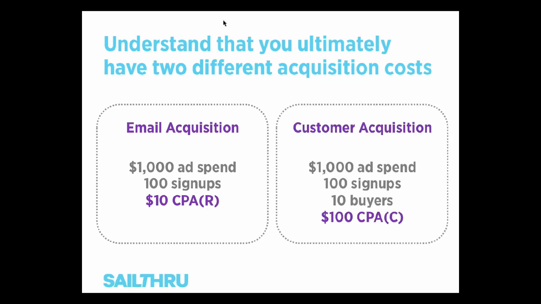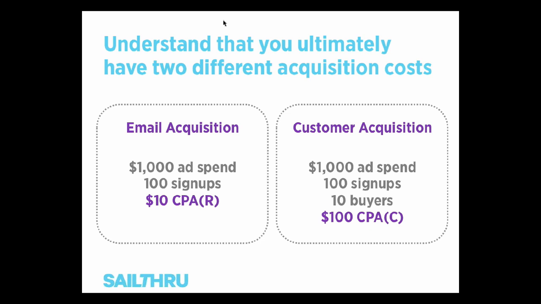The next CPA is the true cost of customer acquisition, which looks at the same example that we looked at from yesterday. A marketer spends $1,000 on an ad and gets 100 signups, but only 10 of those signups ultimately go on to buy something. So really, the new equation becomes the $1,000 ad spend divided by the 10 buyers, which is a $100 CPA, or as I call it, a CPAC, a cost per acquired customer, someone who actually generates money for the business.